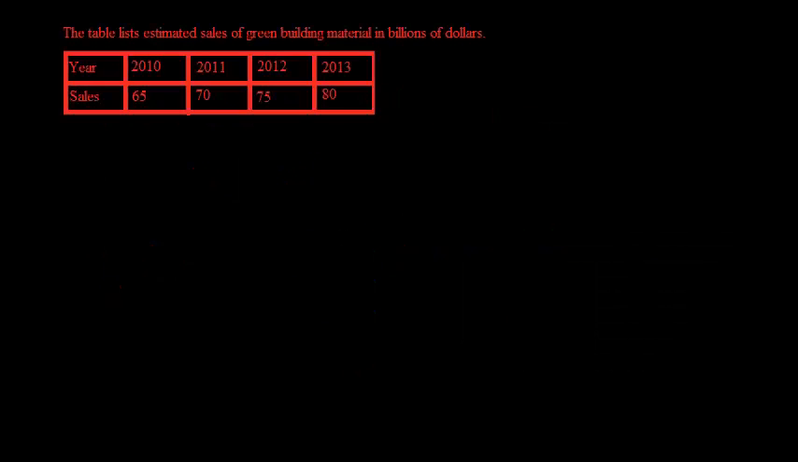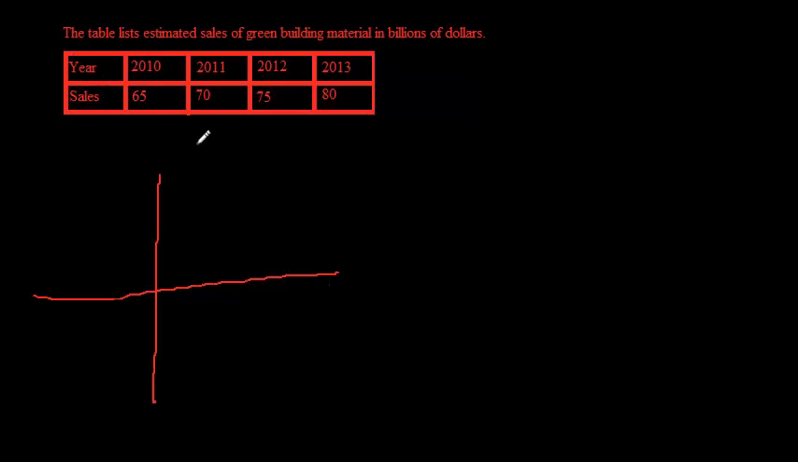Let's consider this table. So the table here estimates the sales of green building material in billions of dollars, which means that in the year 2010 there were $65 billion worth of sales of green building materials. 2012 had $75 billion worth of sales. If we want to create a scatter plot of this, we can draw our graph. And now we have to decide, where does years go and where do sales go?